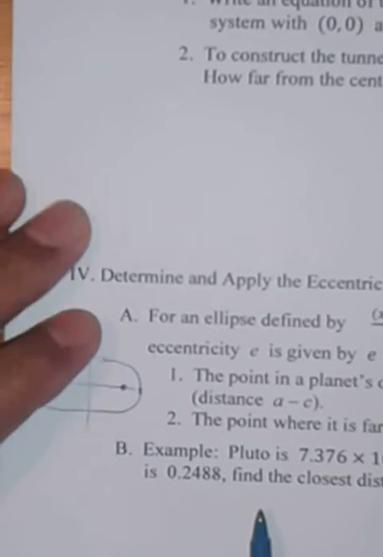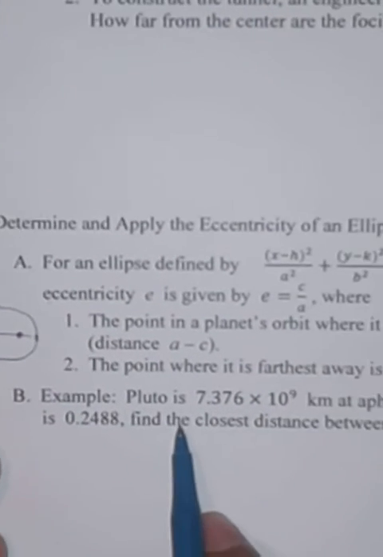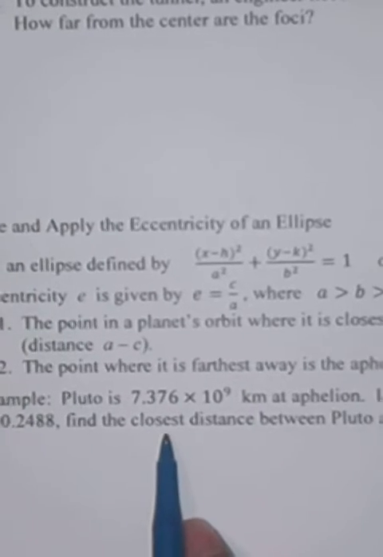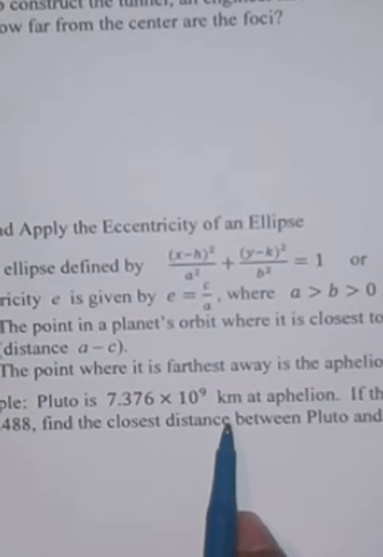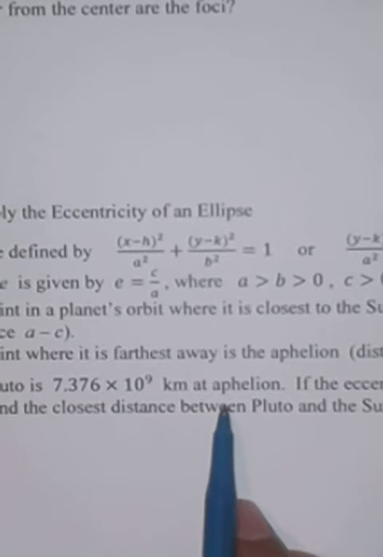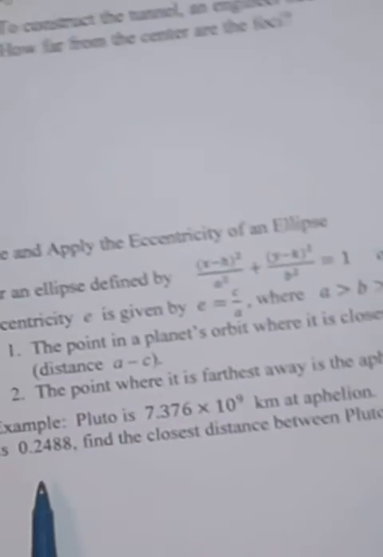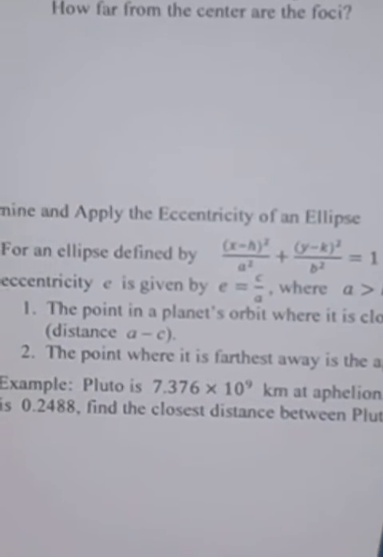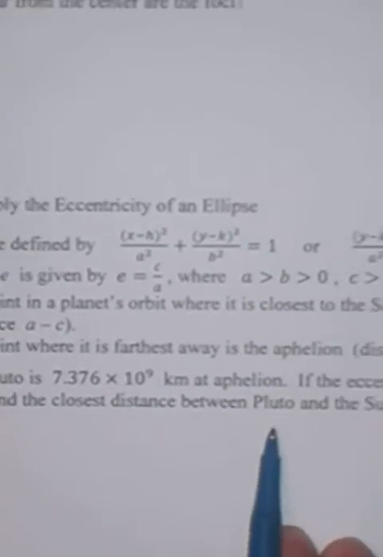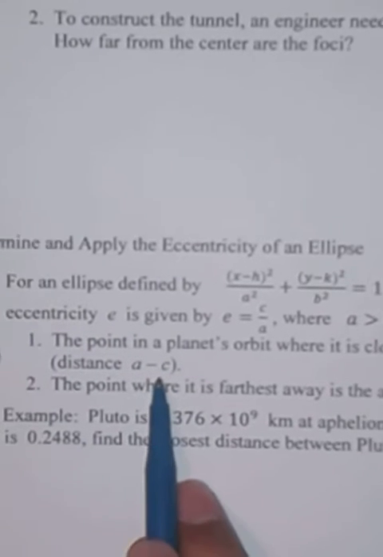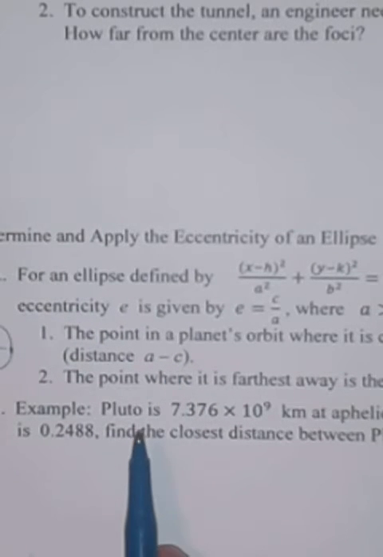All right, so let's take a look at this. Pluto is 7.376 times 10 to the 9th kilometers at aphelion. That means the farther distance. If the eccentricity of Pluto's orbit is 0.2488, find the closest distance between Pluto and the Sun. The closest distance again would be a minus c.